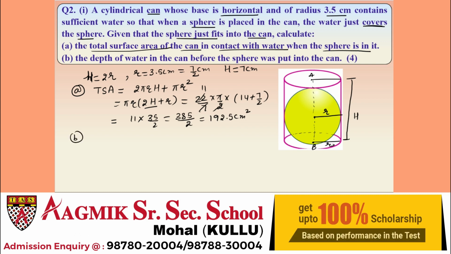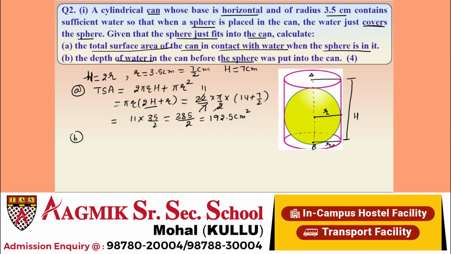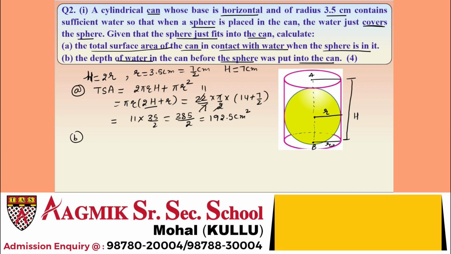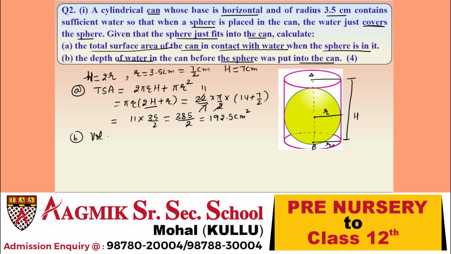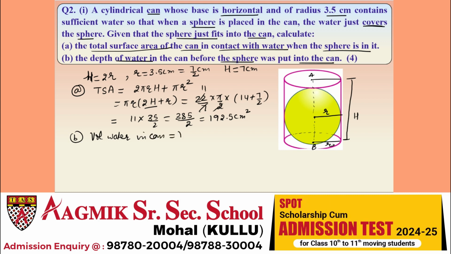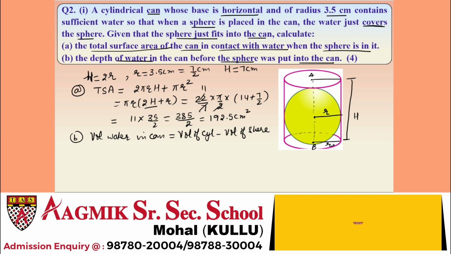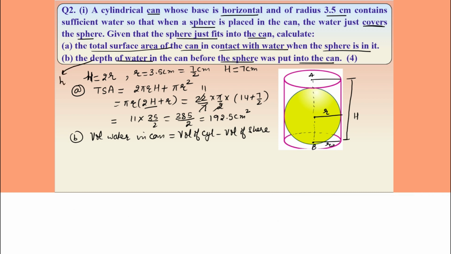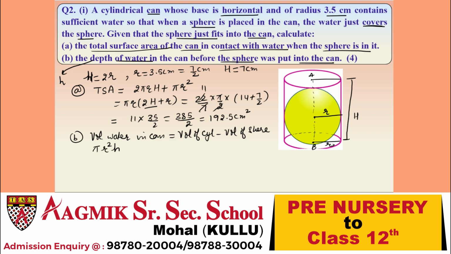Now the B part of the question is to find the depth of water in the can before the sphere was put into the can. Alright. So for that you will have to calculate the volume of water. So volume of water in can will be equal to volume of cylinder minus volume of sphere. So let us assume small h to be the depth of water which we have to obtain. Water will be in the shape of a cylinder, so volume of water will be pi r square small h.